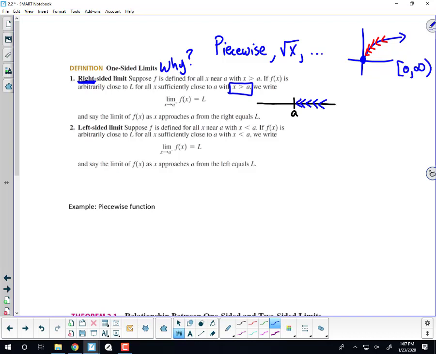Similar thing with the left limit here. The left-side limit. You can't really see that, I don't think, but it does say on your notes x less than a. So we're approaching a from the left through values that are smaller than a.